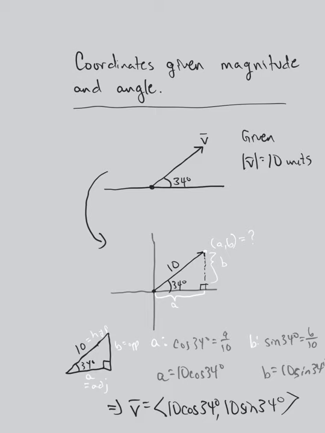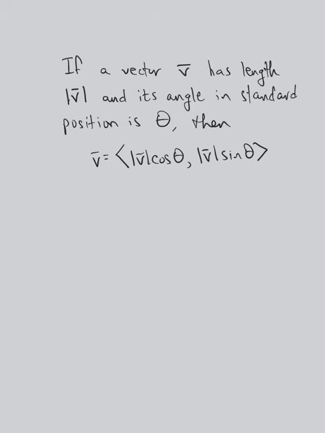The important thing here is notice that this angle is drawn where it starts on the positive x-axis and goes toward the vector. That's called a standard position angle. And anytime you have your vector drawn and the angle is in standard position, you actually get this expression right here. I'll summarize that on the next slide.